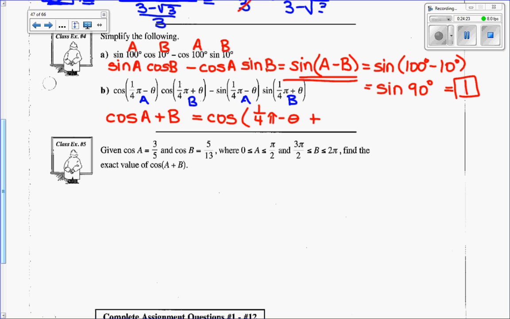Plus B, which is 1/4 pi plus theta. Okay, so we need to just tidy this up here. We can put like terms together. So that's the same thing as saying cos of what? What's 1/4 pi plus 1/4 pi?